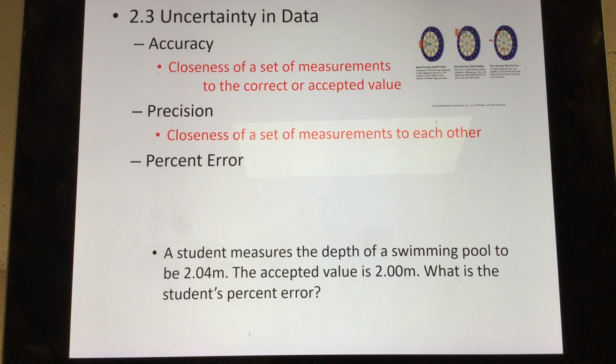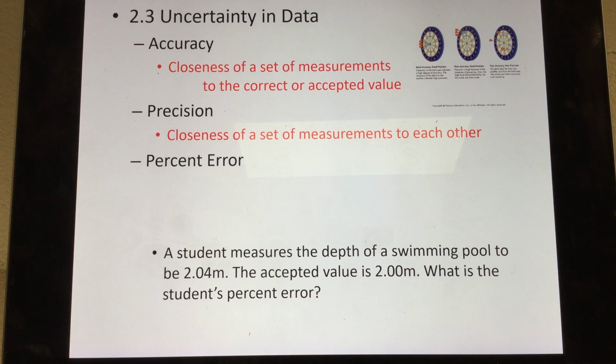Precision, on the other hand, this one you may not be as aware of, but that represents the closeness of a set of measurements to each other, which is what that middle dartboard looks like. So even though they're not on the bullseye, all three of the darts are in relatively the same location. So that person was being precise with their throwing, but they weren't being accurate. Okay, and oftentimes precision is something that you can't necessarily help, especially like with the balance. Maybe the balance isn't properly adjusted, so all of your measurements might be slightly off.